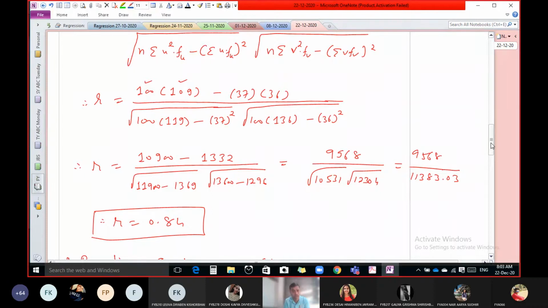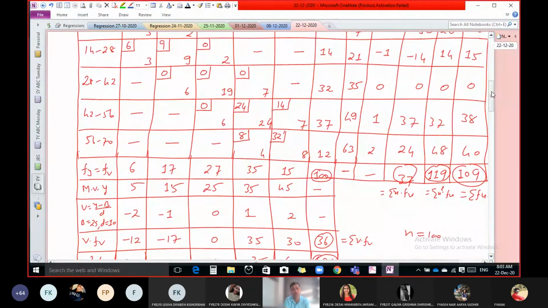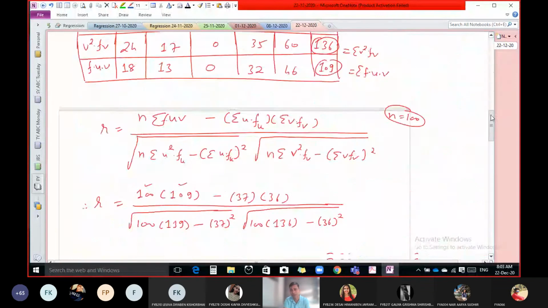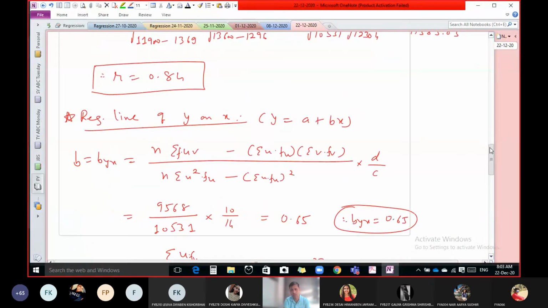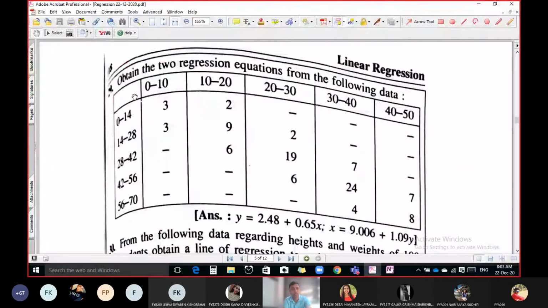Instead of 100, if there are 1000 observations, we are still able to find the answer, we just require to convert the given data into a frequency distribution. So this requires only one page. Now, in the actual question, in question number 29, our main task is to obtain the two regression equations.